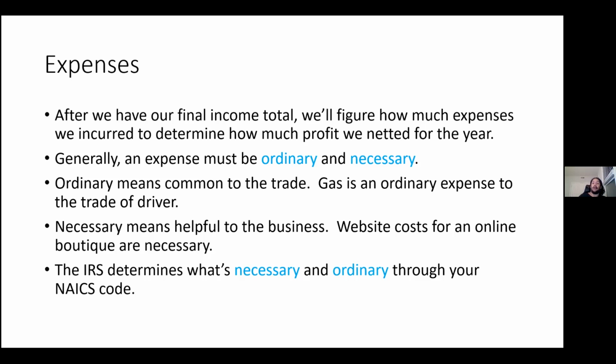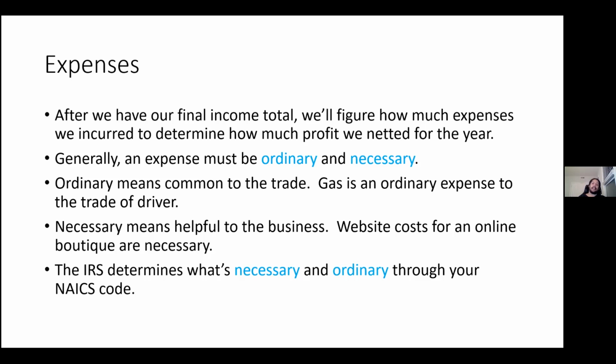So an online boutique needs a website. They're going to thrive with a website. So any costs related to that are necessary for an online boutique. And how does the IRS know what's necessary or not? Through NAICS codes. So the IRS determines what's necessary and ordinary through your NAICS code.